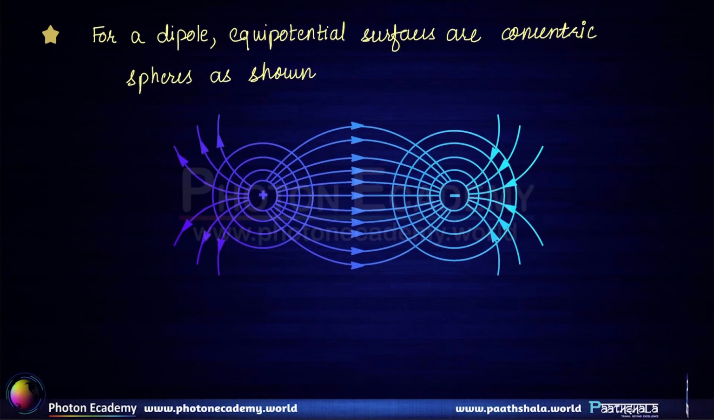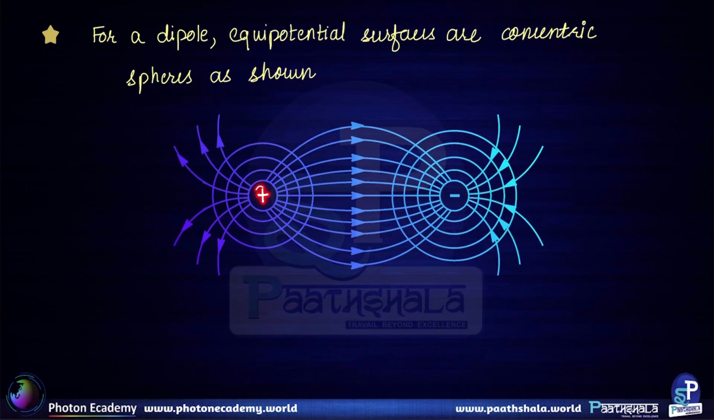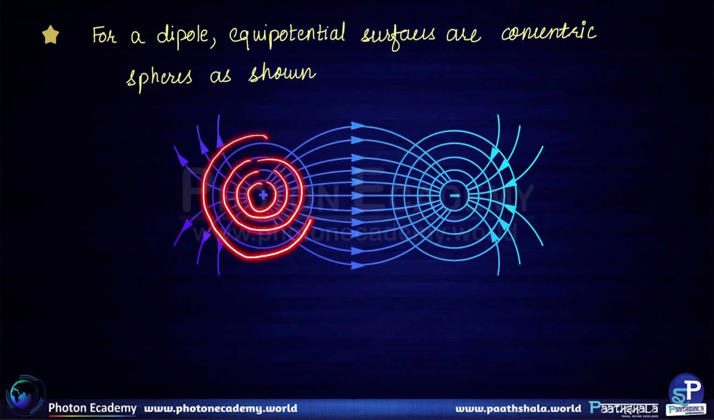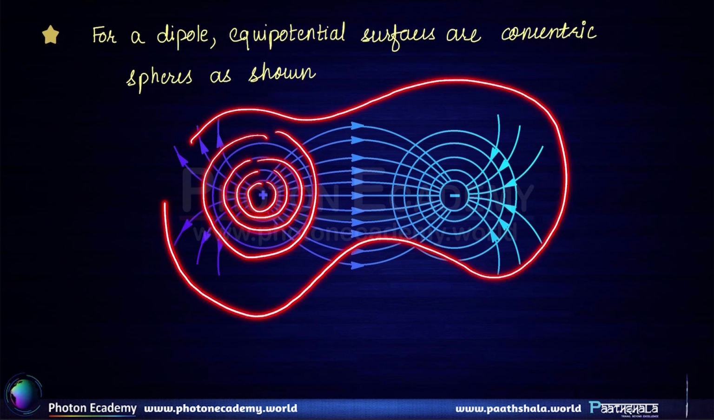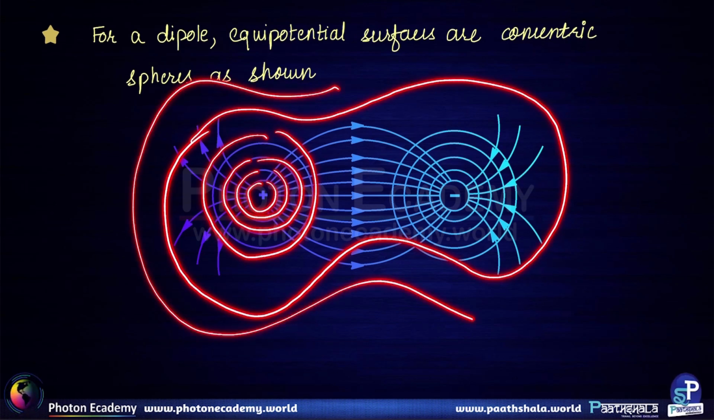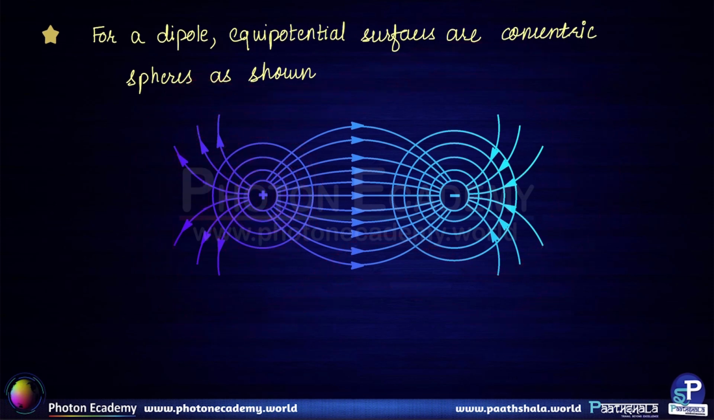For a dipole, so what is a dipole? We have a plus charge and a minus charge. For the dipole, the electric field lines are as shown over here that we are highlighting as of now, and equipotential surfaces are these surfaces like so, and later they engulf the positive and negative charge like this after a while. So this is how the equipotential surfaces of the dipole are represented.